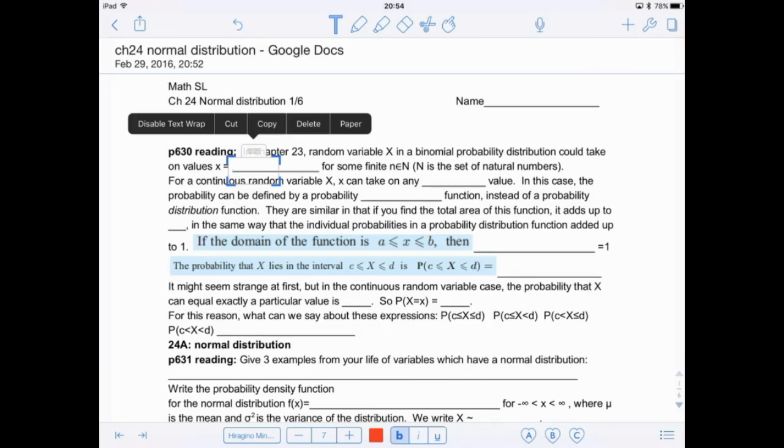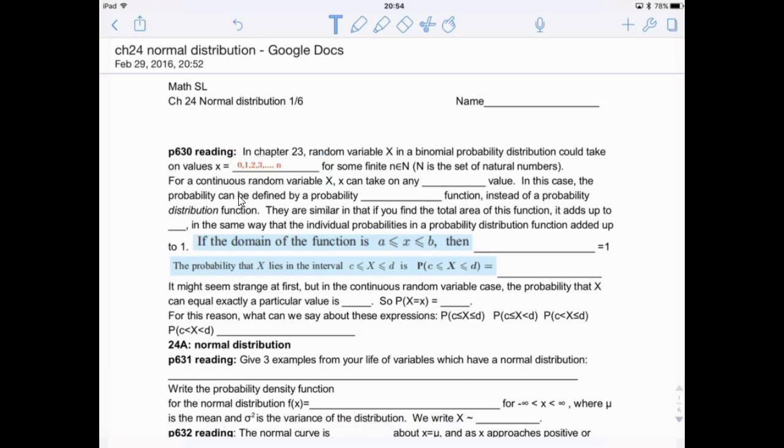We are starting chapter 24, the final chapter of Math SL, normal distribution. Starting with a lot of reading here, page 630. In chapter 23, random variable x in a binomial probability distribution could take on values 0, 1, 2, 3, dot, dot, dot, all the way to n, for some finite n, which is an element of the natural numbers. Remember, the natural numbers are positive integers.